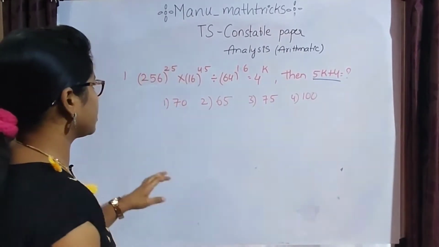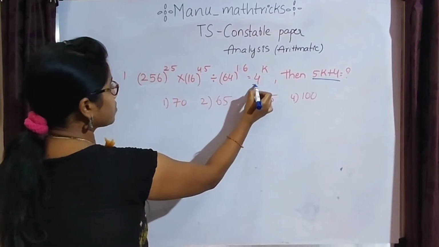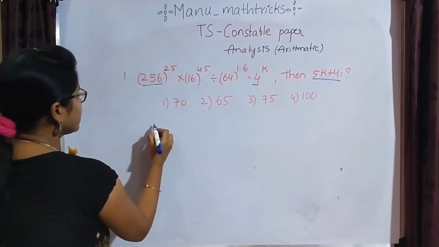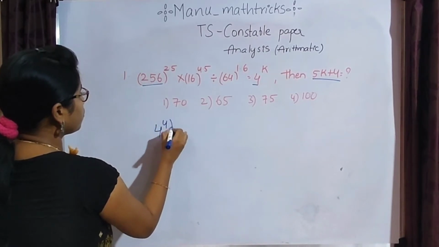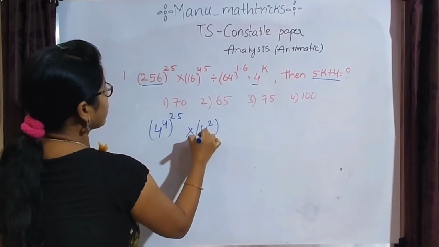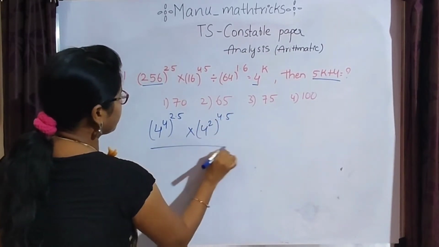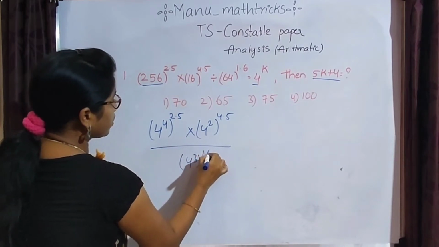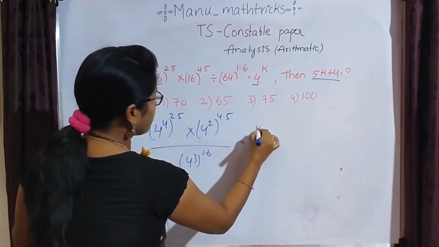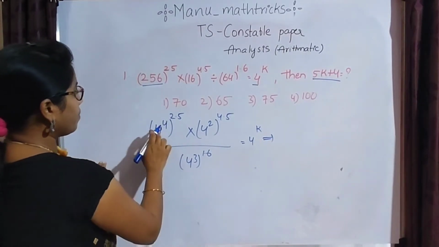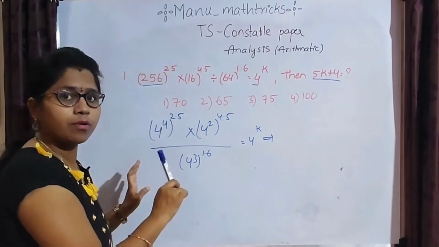Now to solve this type of questions, he's saying in terms of 4, so just make them into powers of 4. So 256 can be written as 4 power 4 whole power 2.5, 16 is 4 square whole power 4.5. Now 64 can be written as 4 cube power 1.6 is equal to 4 power k. Now (a power m) whole power n is nothing but a power mn.